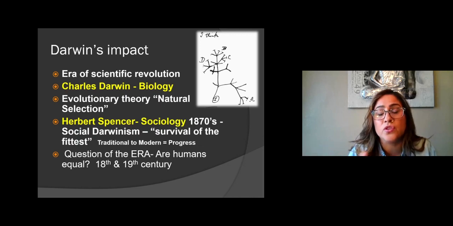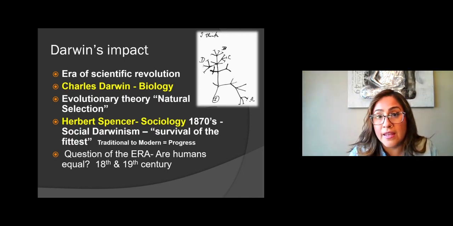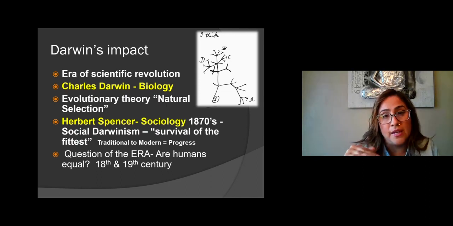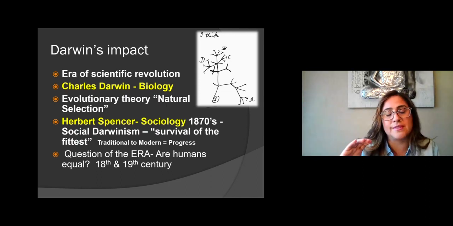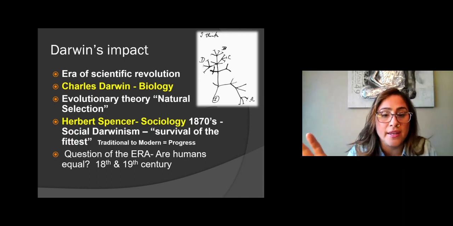So he starts categorizing, from looking at agrarian traditional societies to looking at modernity. And he starts putting societies in a hierarchy. This is the beginning of a hierarchy.